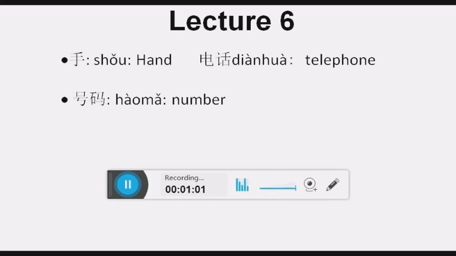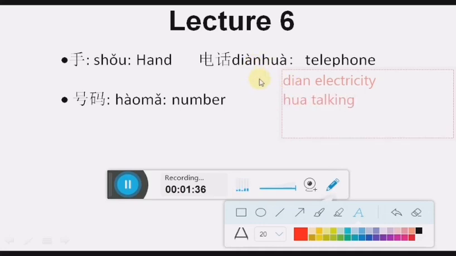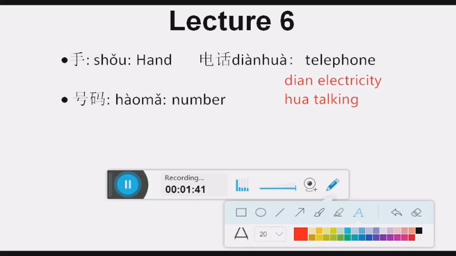Next word is dian hua. Dian means electricity. Hua means talking. Dian, electricity. Hua, talking. Dian hua, with fourth tone.